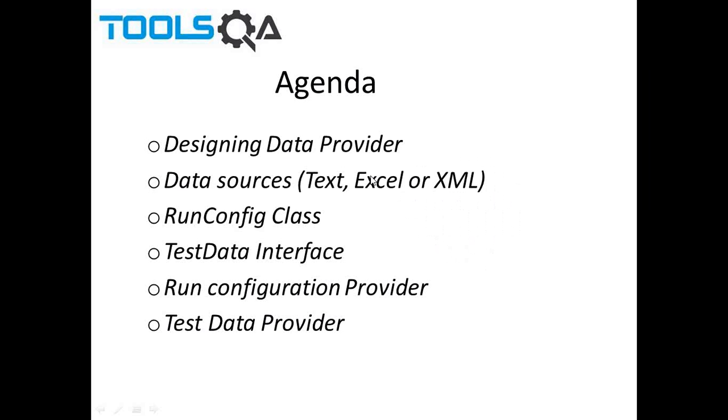And the agenda is we will talk about designing data providers. After that, we will talk about data sources. Data sources could be a text file, an Excel file, or an XML file. It could be anything. We will primarily take an example of a text file in this case, and then we will talk about the different kinds of data provider that we need, which is the run configuration provider and the test data provider. This is not an interface, this should be a class. So these are the two types of data providers that we require, and then we will talk in more details about them. So this is pretty much the agenda for this class.